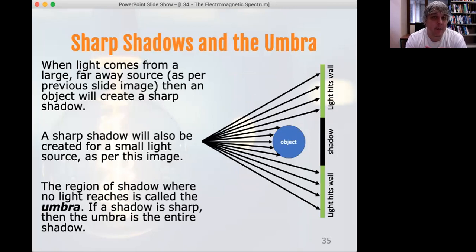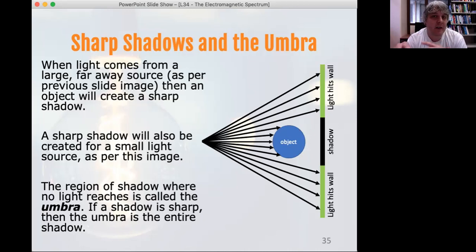Right? And it'll still be sharp. You'll still get this very distinct border between there being a shadow and there not being a shadow. It's dark here and it's not dark here. This very distinct, sharp boundary. That region of shadow, the technical scientific name for it is umbra, U-M-B-R-A, umbra. If the shadow is sharp, the entire thing is the umbra.